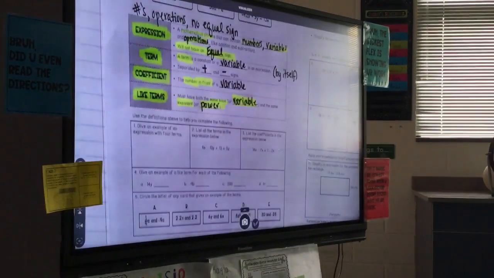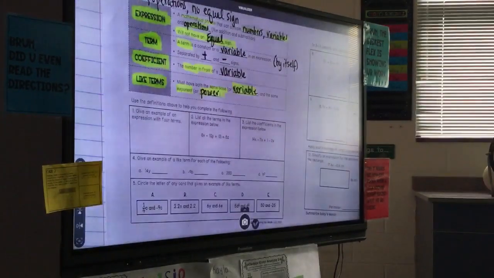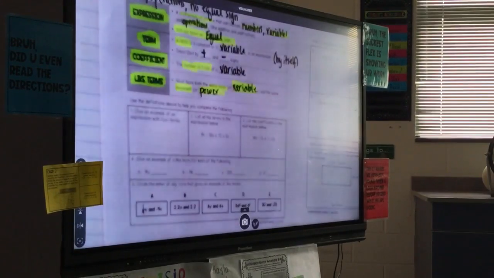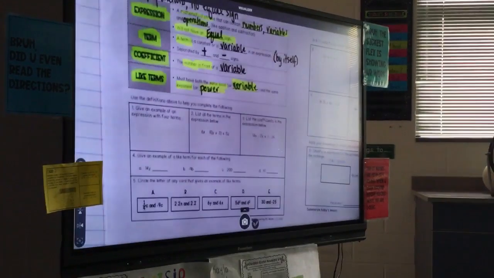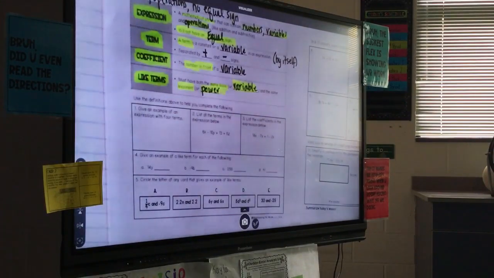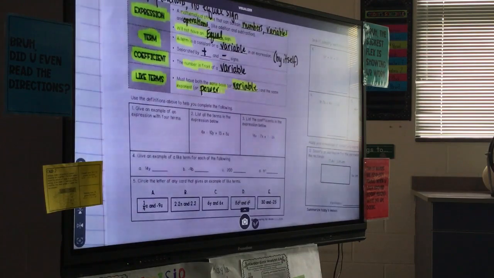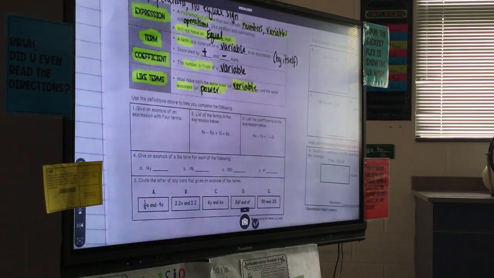All right, so now we're just going to go through and we're going to do just a couple of examples of each thing. So the first one, it says just give an example of an expression with 4 terms. Now a term is separated by plus or minus. It can be a variable, it can be a coefficient, it can be a constant, it can be anything.